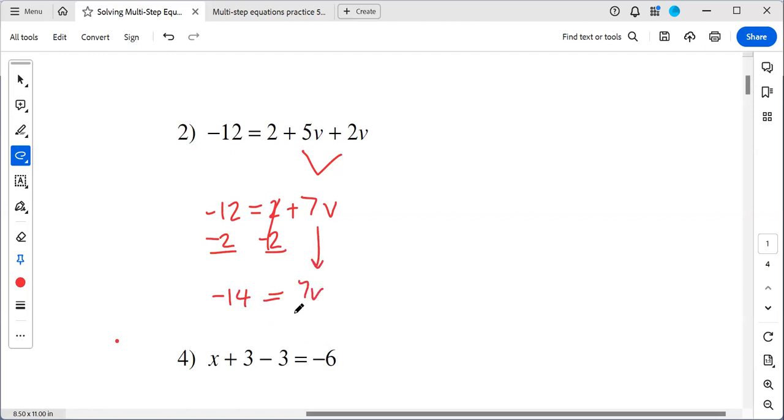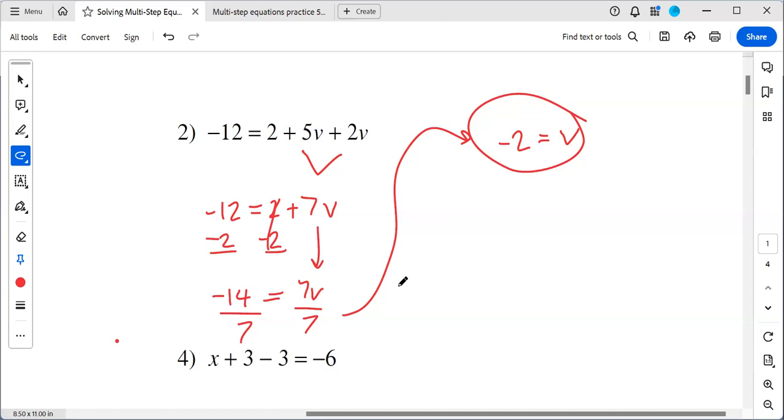Now from here, I got 7v and I'm trying to solve for v. I got to multiply or divide. Well, in this case, since 7 is next to v, it's multiplied, I'm going to divide. Negative 2 equals v.